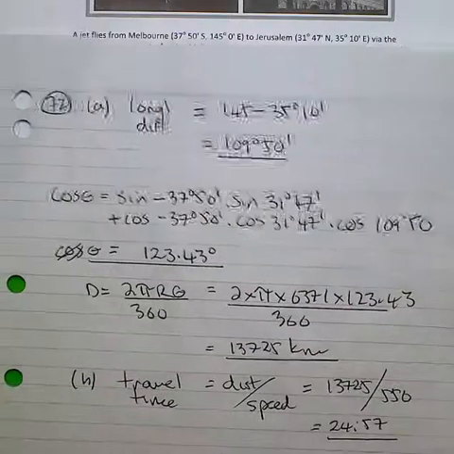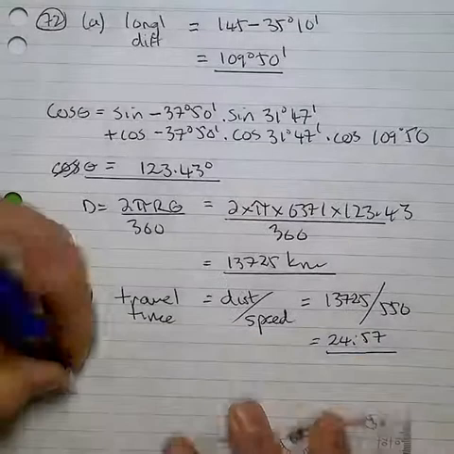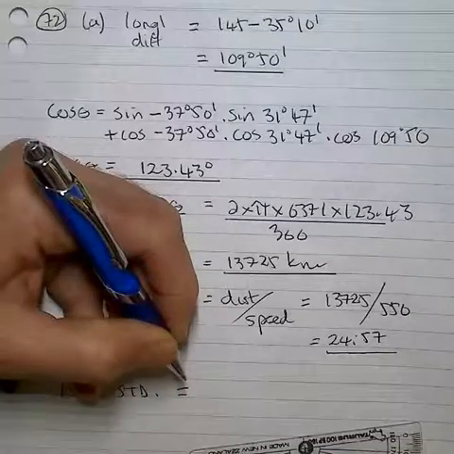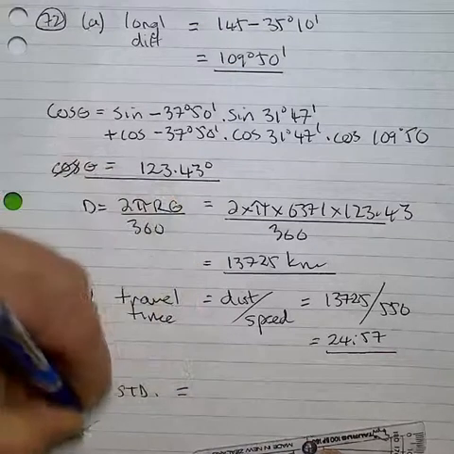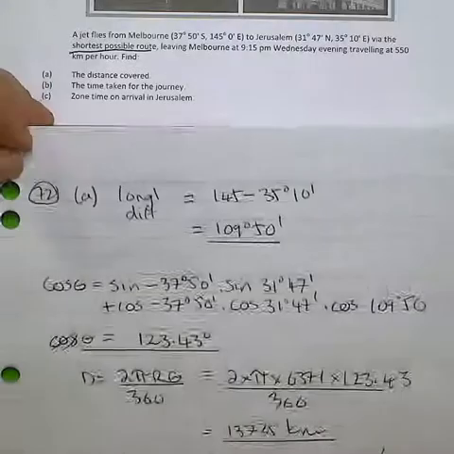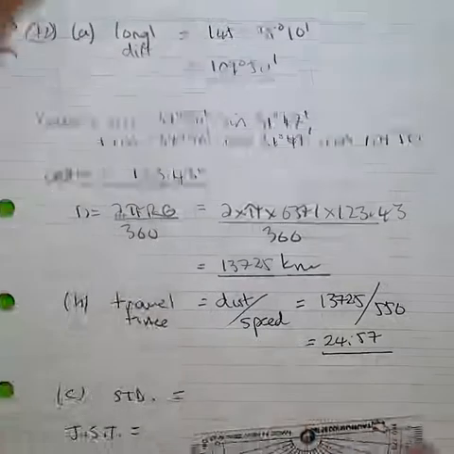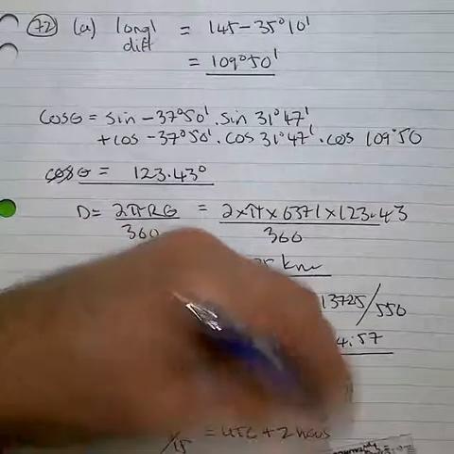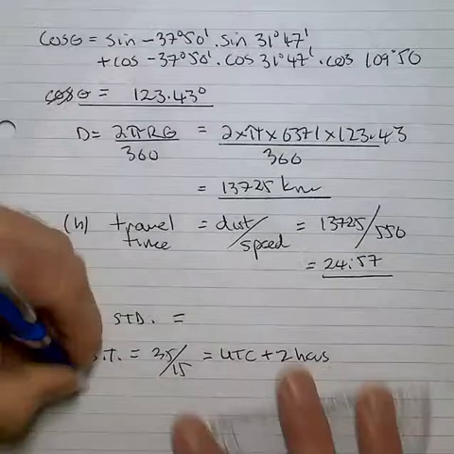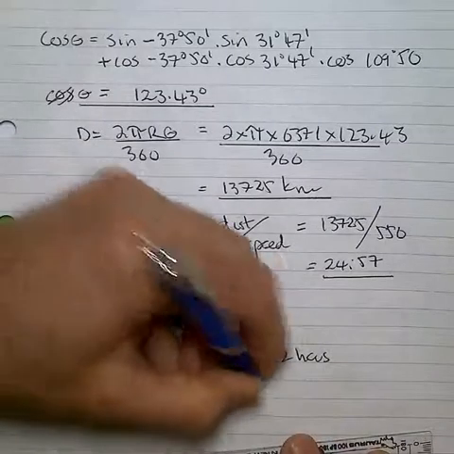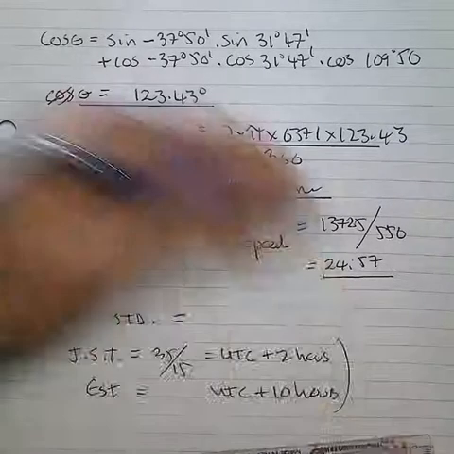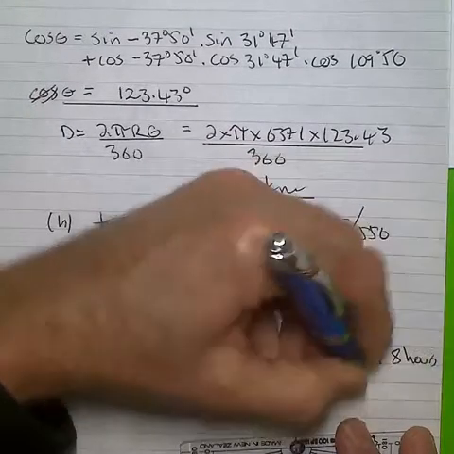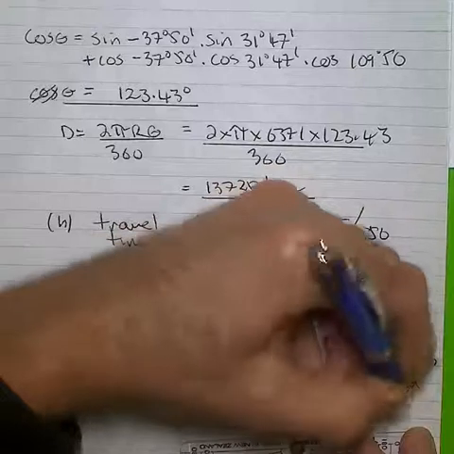Now, when we work the arrival time in Jerusalem, we've got to work the standard time difference. Now, Jerusalem is behind Melbourne, so Jerusalem standard time is UTC plus 2 hours. And the EST is UTC plus 10 hours. So we can say Jerusalem is 8 hours behind, or minus 8 hours.